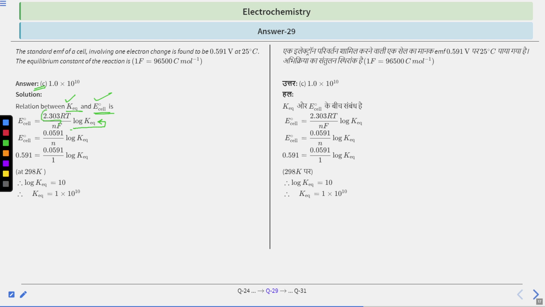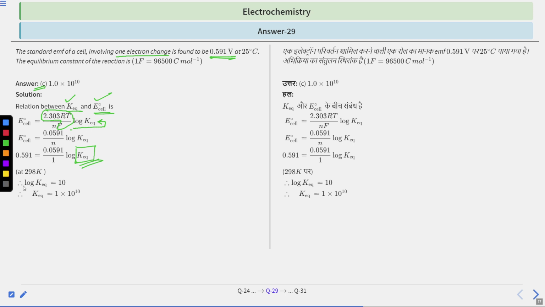So we just put that value together and solve this constant value, and it is coming out as 0.0591. So E naught of cell will become equal to 0.0591 divided by N log K equivalent. E naught of the cell, the standard EMF of a cell, is given in the question. So 0.591 is equal to 0.0591 divided by N. N is 1 because it is also given in the question that one electron change is happening in the reaction. So N will be 1, log K equivalent, and we have to find out the equilibrium constant, and this is the only variable present in this equation.